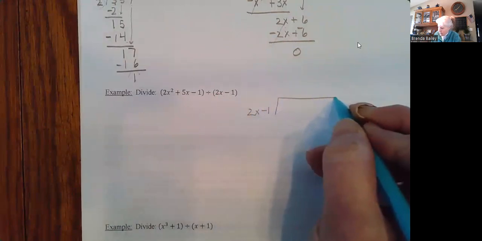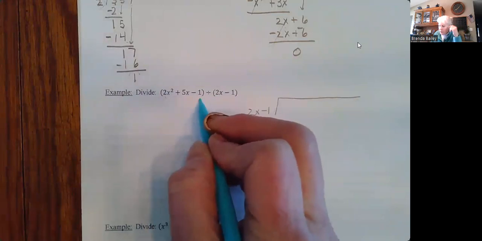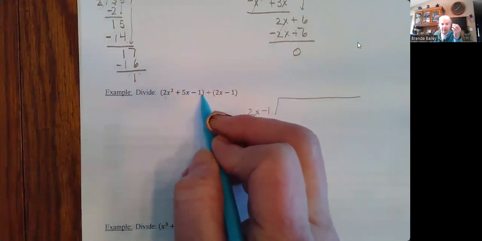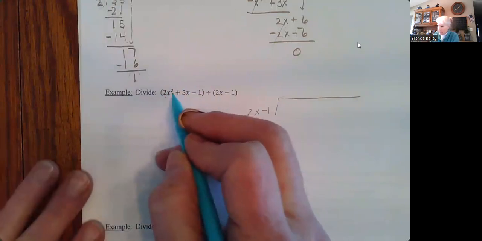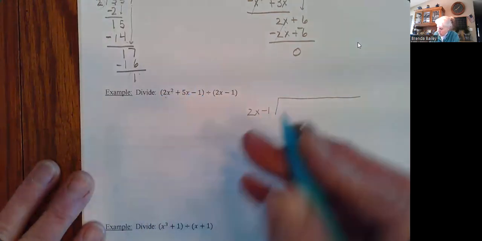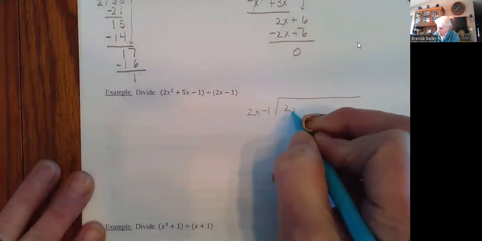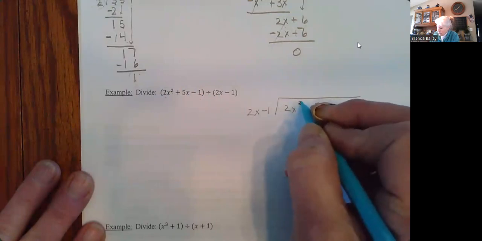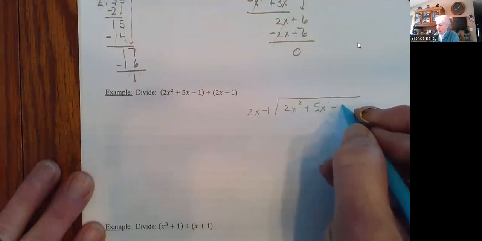In the box goes this. Check your order. Make sure we have 2, 1, none. So we don't have to add any 0 x squareds or anything like that. It descends in order. So we've got 2x squared. We can just write it in. Power of 2, a power of 1, and then none.